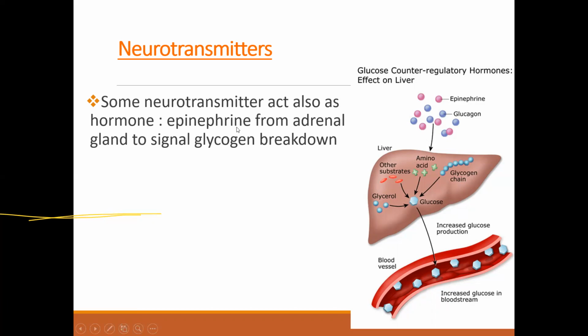Epinephrine acting as a hormone can signal glycogen breakdown in the liver cell, or hepatocyte. This is the action of epinephrine as a hormone. This picture shows the action of epinephrine and glucagon on the hepatocyte. After binding to the receptor, there is a change in the hepatocyte, the processes called gluconeogenesis and glycogenolysis. Finally, free glucose is released from the liver cell into the circulation, and we get an increase in glucose concentration in the circulation after the action of epinephrine and glucagon.